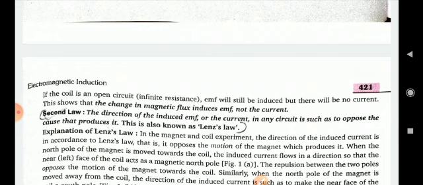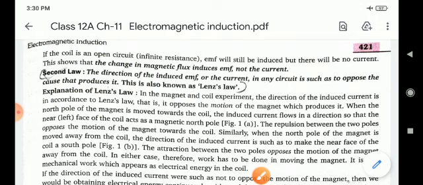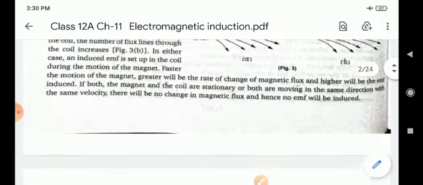Okay children? Second law, very important second law, it is Lenz's law. It is a very important part of electromagnetic induction. The direction of the induced EMF or the current in any circuit is such as to oppose the cause that produces it. This is also known as Lenz's law.